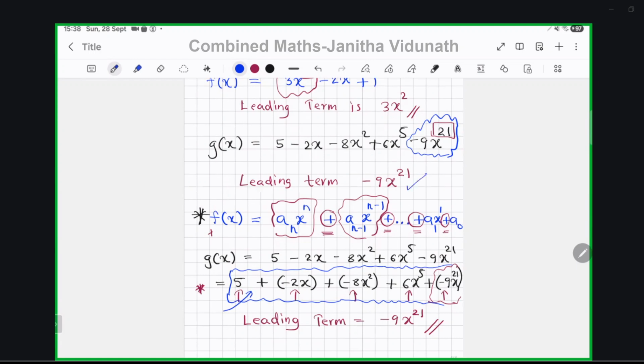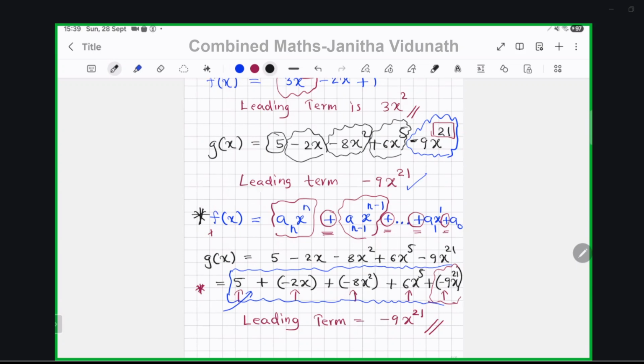Now we can think about the coefficients. When we take the whole term, we simply take that term with its sign. Here we have a minus sign. Here we have also a minus sign. Here we have 5, which means plus 5. Here we get this term as minus 8 times x square. Here the sign of this term is plus. Then we get plus 6 times x to the power 5.